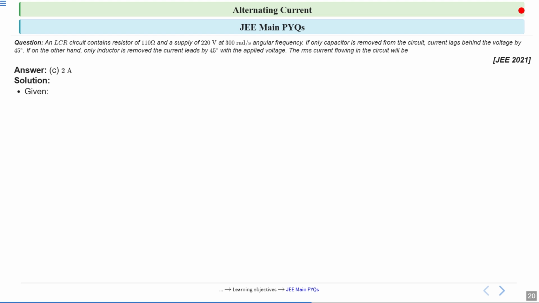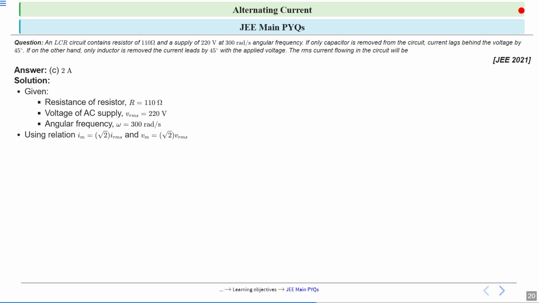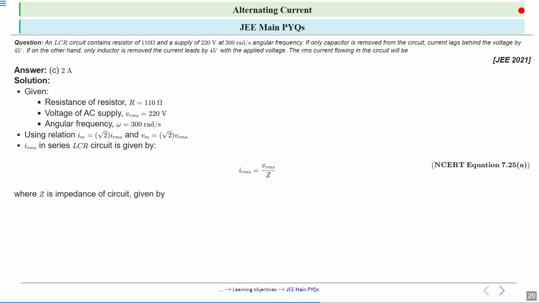So what is given in the question? Resistance of the resistor is given, R equal to 110 ohm. Voltage of the AC supply VRMS is 220 volt. Angular frequency omega is equal to 300 radian per second. Using the relations IM equal to root 2 IRMS and VM equal to root 2 VRMS, IRMS in the series LCR circuit is given by IRMS equal to VRMS upon Z, according to NCERT question 7.25a, where Z is the impedance of the circuit given by Z equal to root of R square plus XC minus XL whole square.